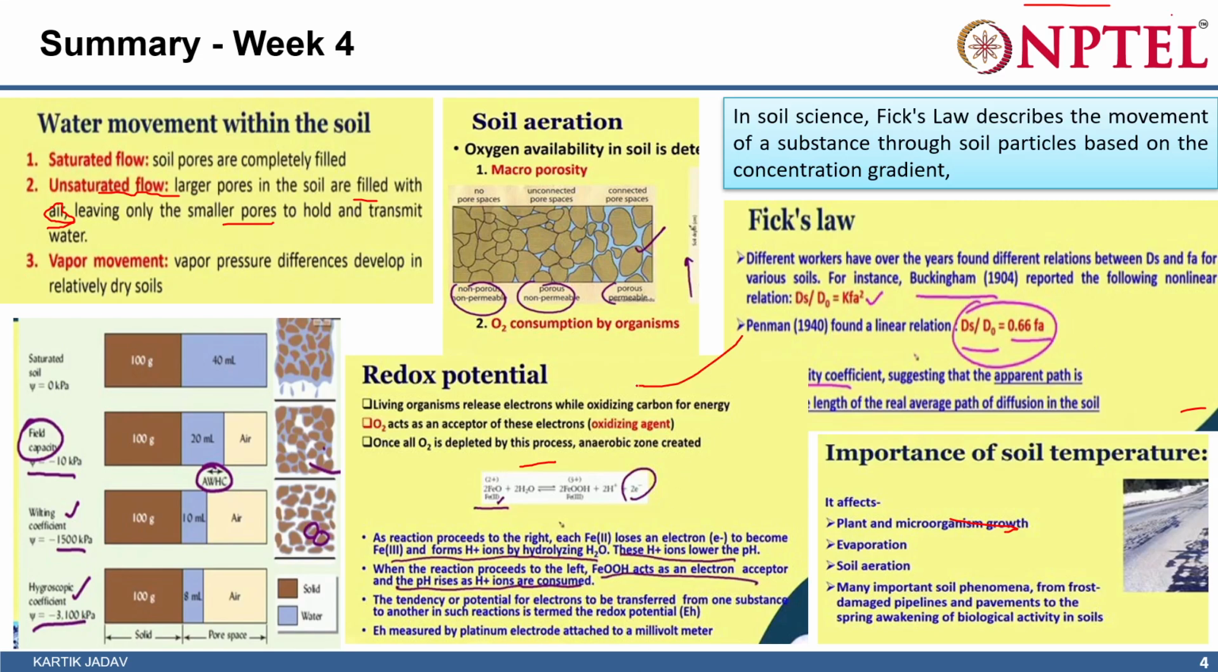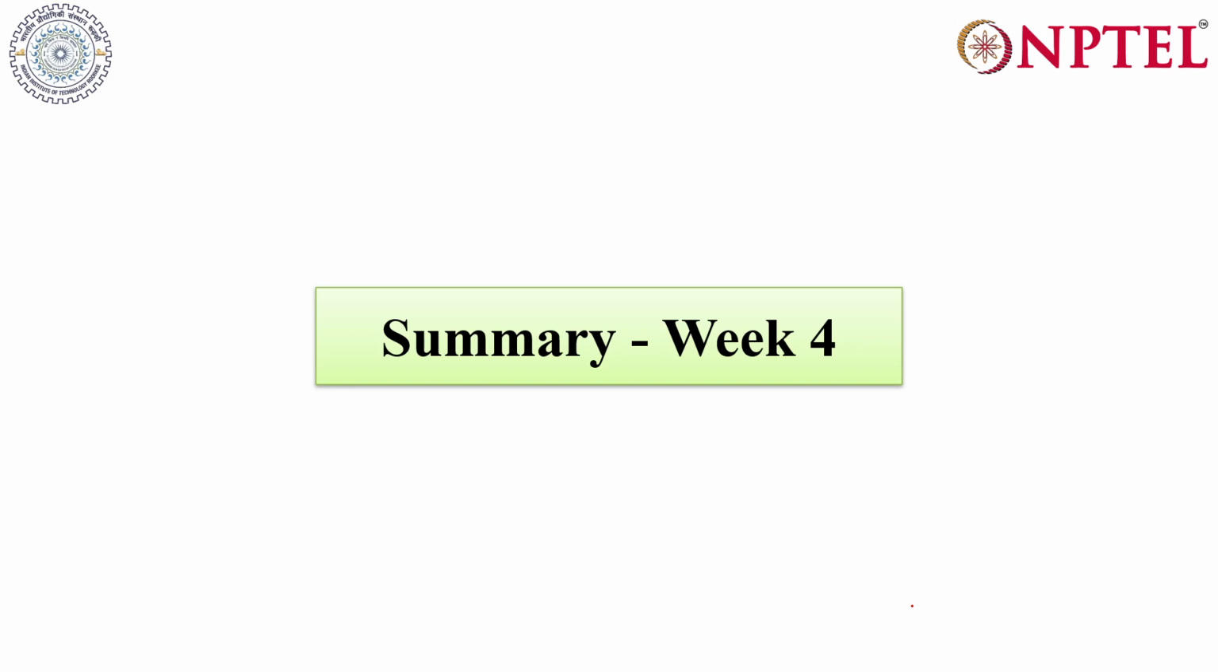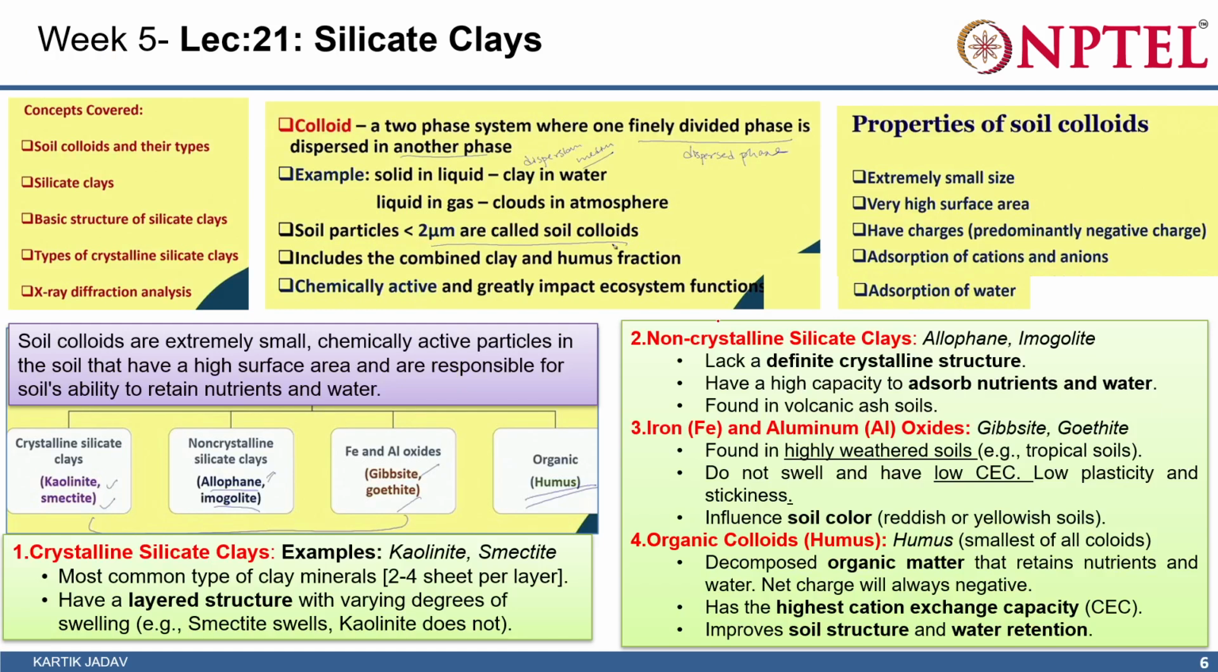Then we also covered redox potential. It is basically about oxygen, how oxygen is either accepting or releasing electrons, that defines the redox potential. And then we also briefly covered soil temperature and why it is important for us, that we have also gone through. So now let's move on to the summary of week 5 content.